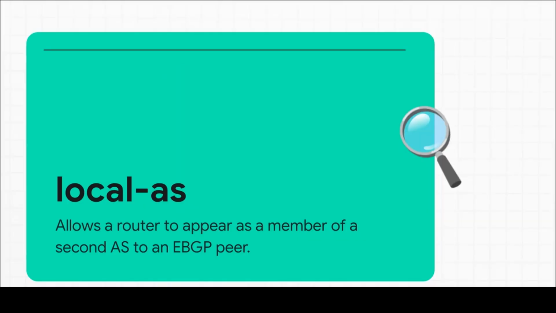So at its core, local-as is basically an identity swap for your router. It's pretty cool, actually. It lets your router, which lives in its real autonomous system, pretend to be part of a completely different AS. But here's the key. It only does this when it's talking to one specific neighbor. It's like putting on a digital mask. Only that one BGP peer you're talking to sees the new face.